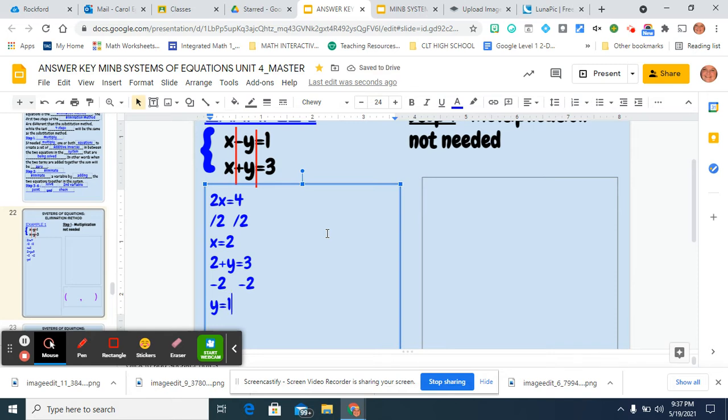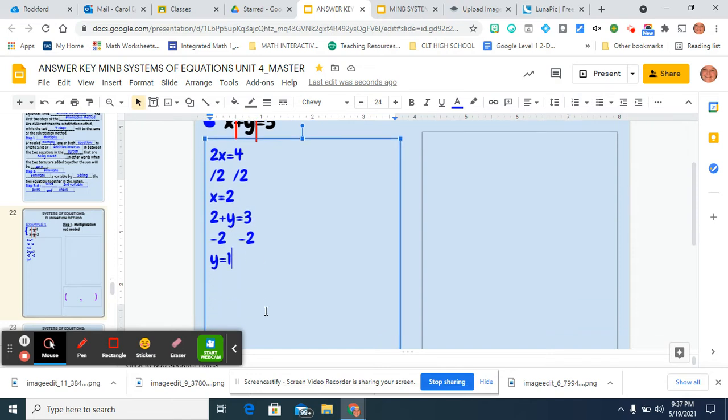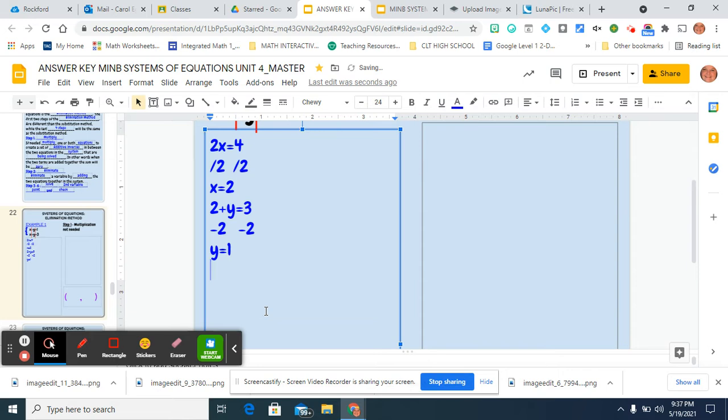So I've done step 2, which is eliminate. I eliminated the y's. I'm left with 2x equals 4. I solved, and I got x equals 2. I put that 2 back in to solve for the second variable, which is y equals 1. So now I'm ready to write my coordinate point, which is 2, 1.